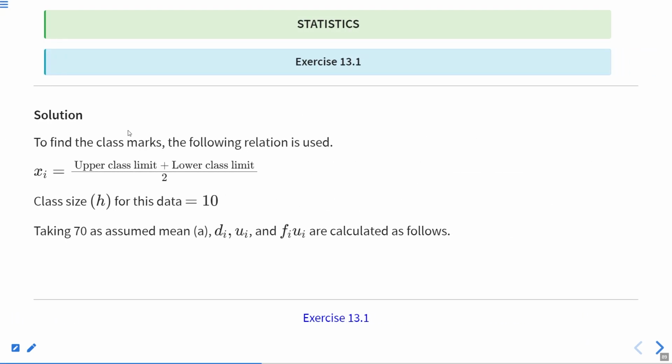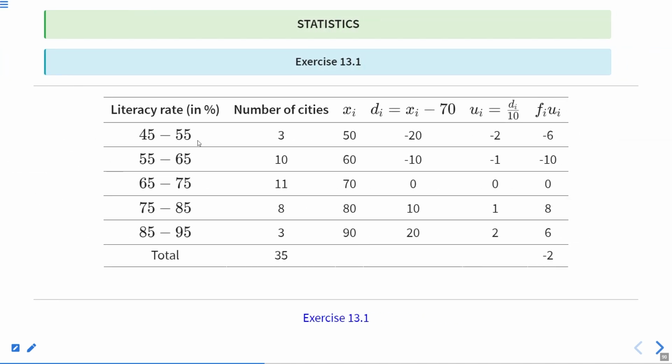Here, to find the class marks, the following relation is used: xi is equal to (upper class limit plus lower class limit) divided by 2, and the class size h for this data is 10. Taking 70 as the assumed mean a, di, ui and fi ui are calculated as follows. The literacy rate is given in these intervals, and the number of cities is also given to us. Here we have to find the class marks xi, and di, ui and fi ui.